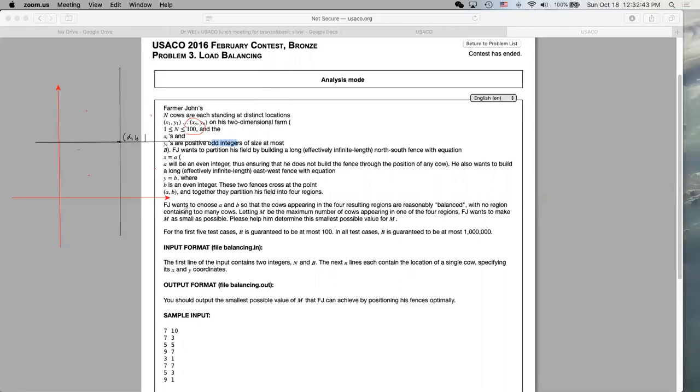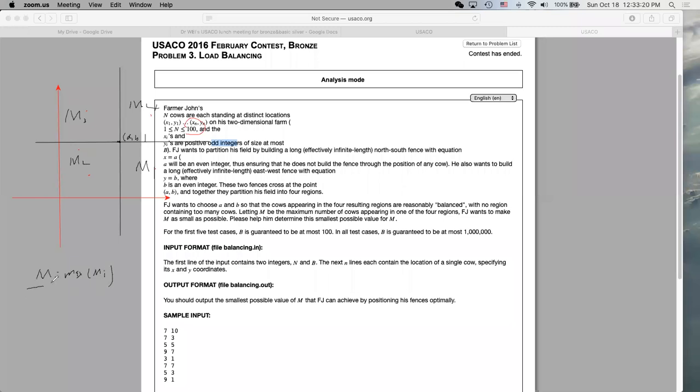And here's the requirement. FJ wants to choose A and B, basically this point, so that the cows appear in the four regions. So you can think about there are four quadrants. Of course, in the first quadrant, there are going to be four regions, and then you're going to have cows in each of the four regions. So Farmer John really wants to minimize the maximum number of cows appearing in one of the four regions. Let's say there's M1, M2, M3, M4. So here M equals max Mi.